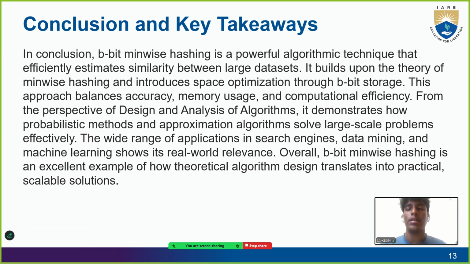Conclusion and key takeaways. In conclusion, b-bit minwise hashing is a powerful algorithmic technique that efficiently estimates similarity between large data sets. It builds upon the theory of minwise hashing, and its approach balances accuracy, memory usage, and computational efficiency. The wide range of applications in search engines, data mining, and machine learning shows its real-world relevance. Overall, b-bit minwise hashing is an excellent example of how theoretical algorithm design translates into practical scalable solutions.